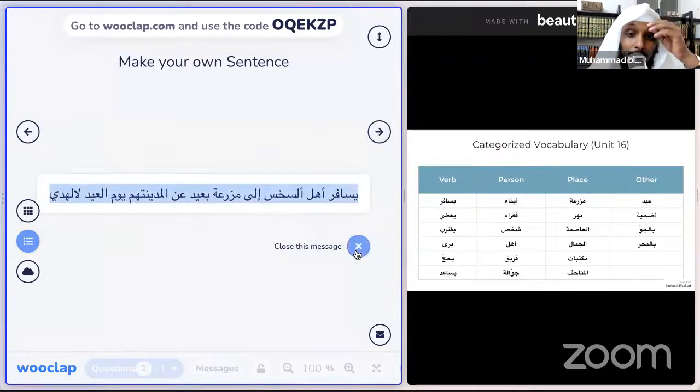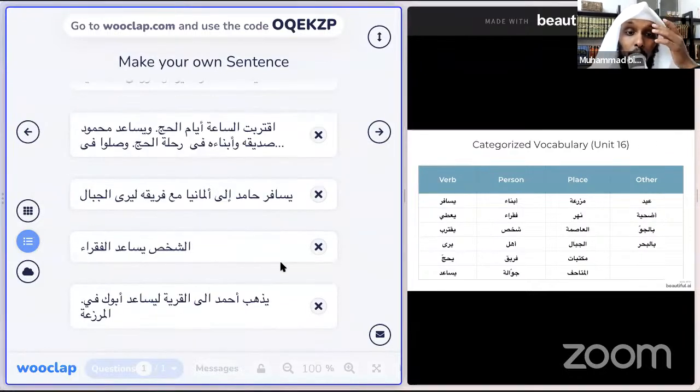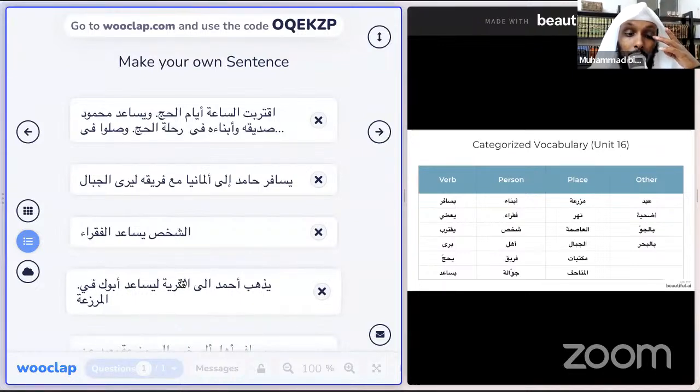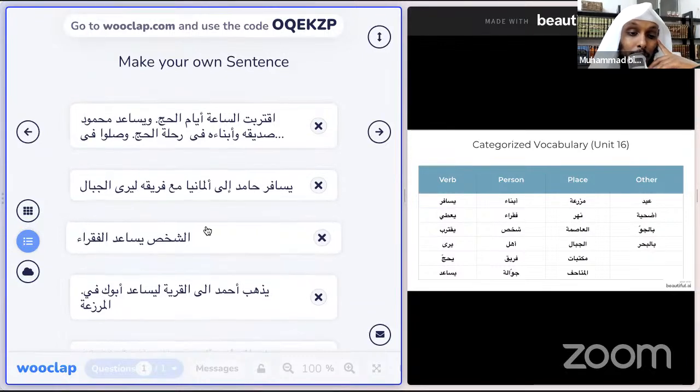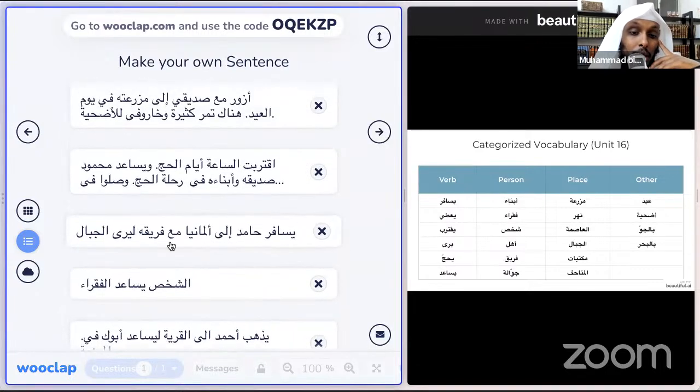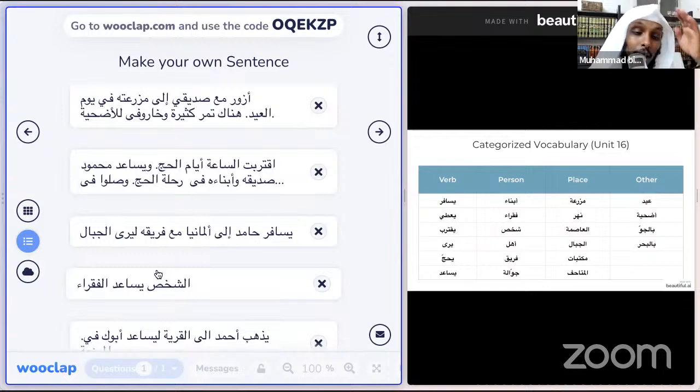Then we have يسافر أهله. طيب يذهب أحمد إلى القرية ليساعد أبوك في المزرعة. ليساعد أباك. We haven't done that yet, but ليساعد أباك في المزرعة. الشخص يساعد الفقراء. Wow, it sounds a bit vague. The person is helping. Okay, grammatically it's fine. In terms of balagha, in terms of meaning, it doesn't make much sense, but grammatically it's perfectly fine. This is مبتدأ and it's معرفة, it's okay. يساعد الفقراء فاعل مفعول به, well done.